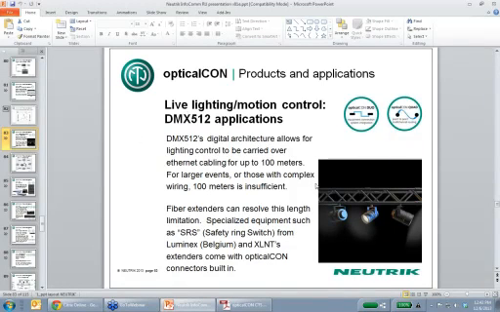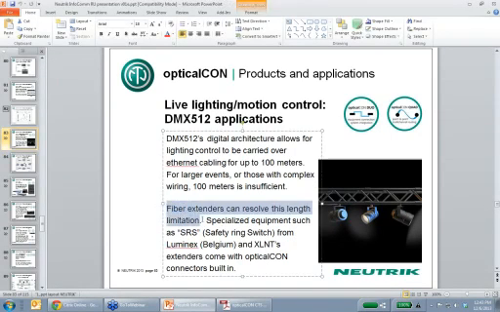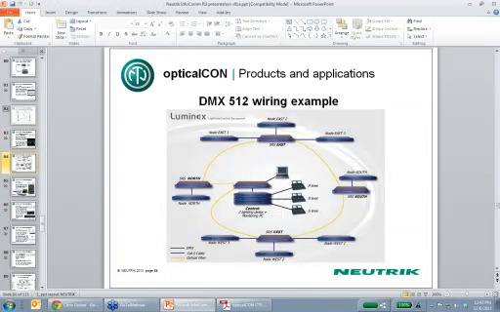DMX512 lighting applications. If it's moving lights and even moving trusses, fiber extenders are taking care of length limitations. There are lots of cases where you really do need to move beyond 100 meters for these big lighting setups, and using fiber extenders along with these DMX applications can be very successful.